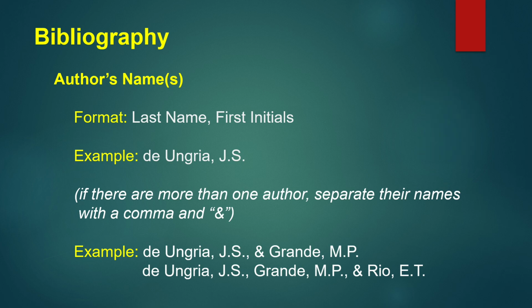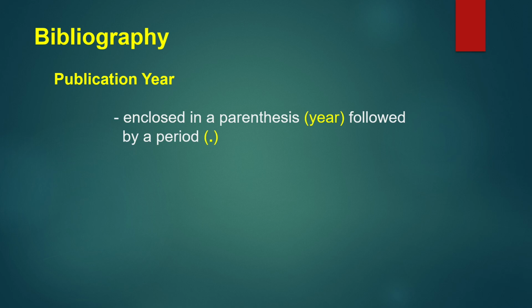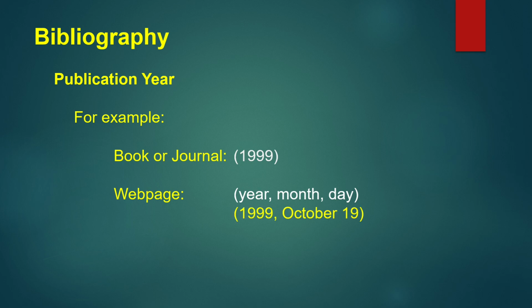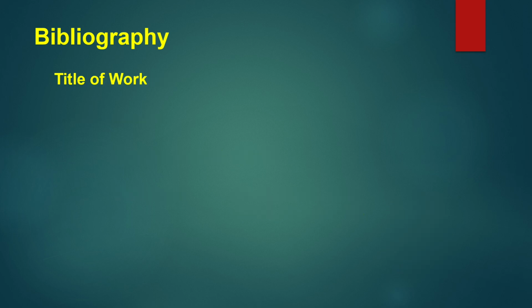The author's name is followed by the year of publication. It is enclosed in a parenthesis and followed by a period when written in the bibliography section. For instance, if the book or journal you used as reference was published in 1999, then it should reflect on the bibliography as (1999). However, if the resource is from the web or web page, include the full date in this format: year, month, day. So it should look like this: (1999, October 19th).